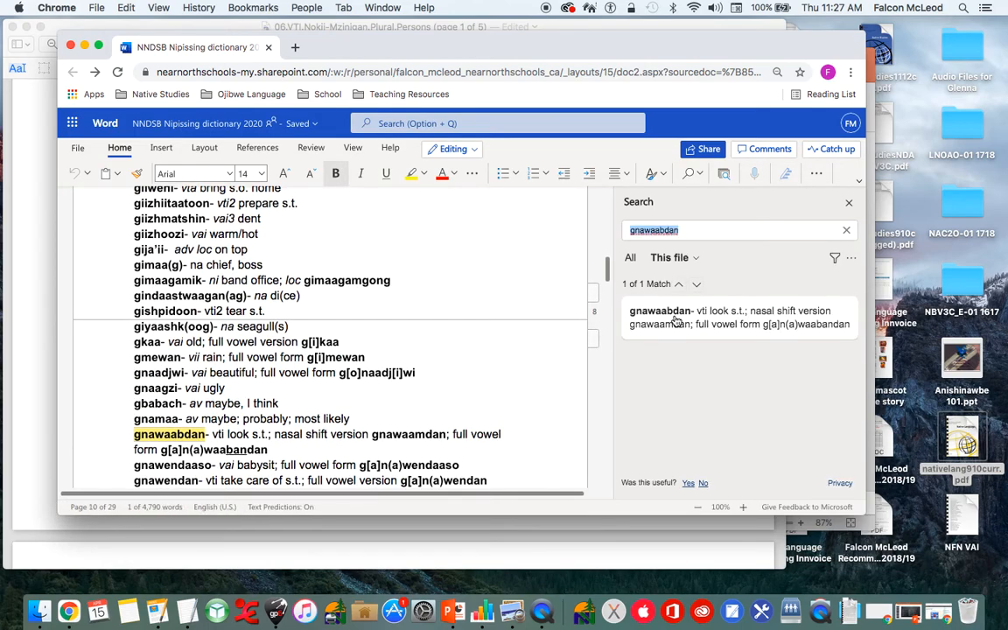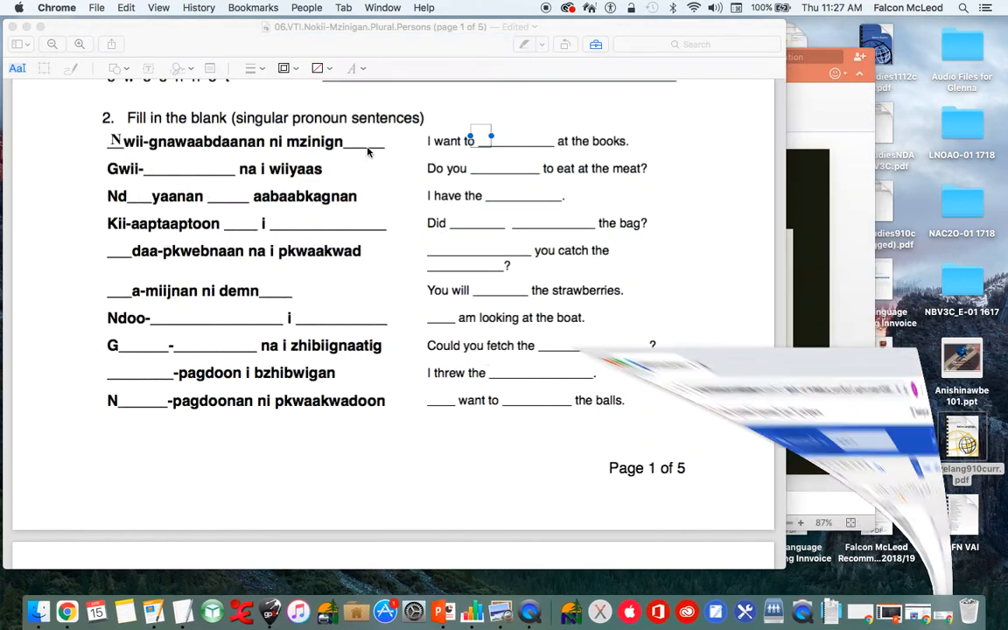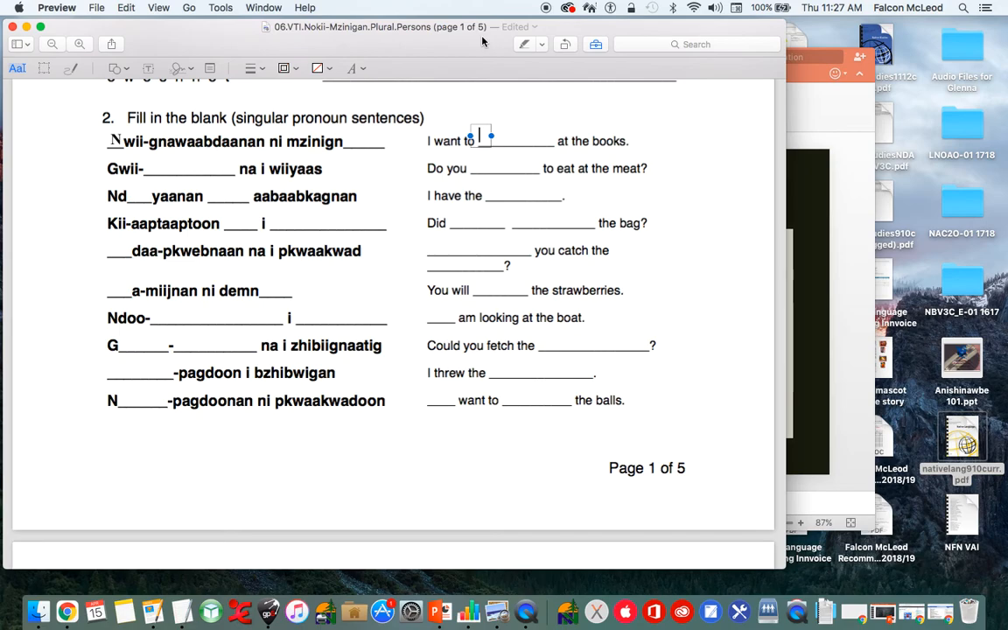So gonna wab don means look at something. So I want to look at the books. The books has been pluralized, but the noun hasn't yet. So we just need to add the plural suffix, which is an.